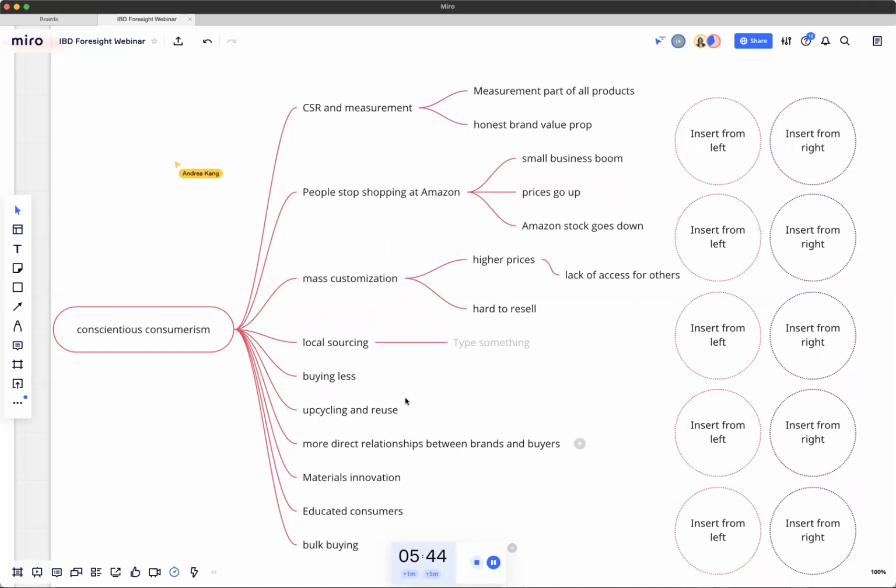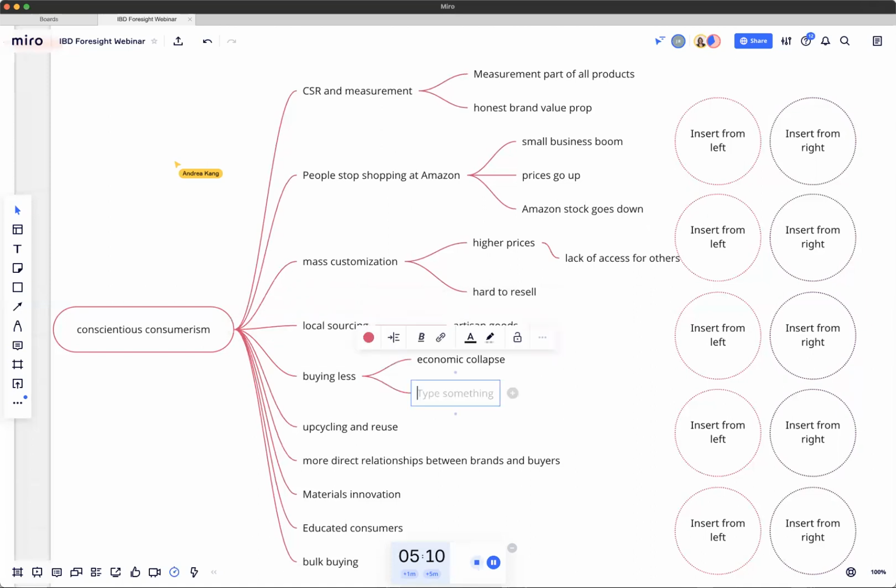Where should we put this idea of artisan goods and local sourcing? Yeah, I think local sourcing makes sense. Let's do buying less. So what happens if people start buying less? It's not really about having better products. They just stop buying stuff. What happens then? Economy collapses. Yeah, I mean, viable. Obviously not a preferred outcome, but it's possible. Reduced waste, I think, is a pretty clear example of how that would play out.